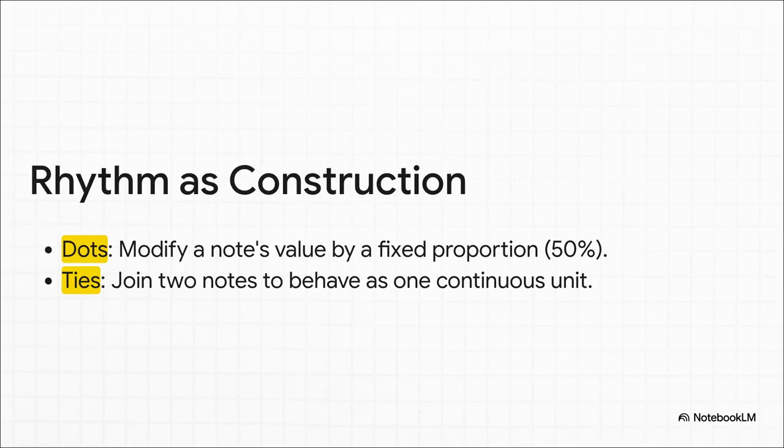And this right here is where the engineering analogy gets so cool. A dot basically acts like a modifying coefficient in an equation, changing a component's properties by a precise 50%. A tie, well, that's like a welder's torch, fusing two separate steel beams into one single, powerful, continuous unit. See? Musicians aren't just artists, they are literally engineers of time.